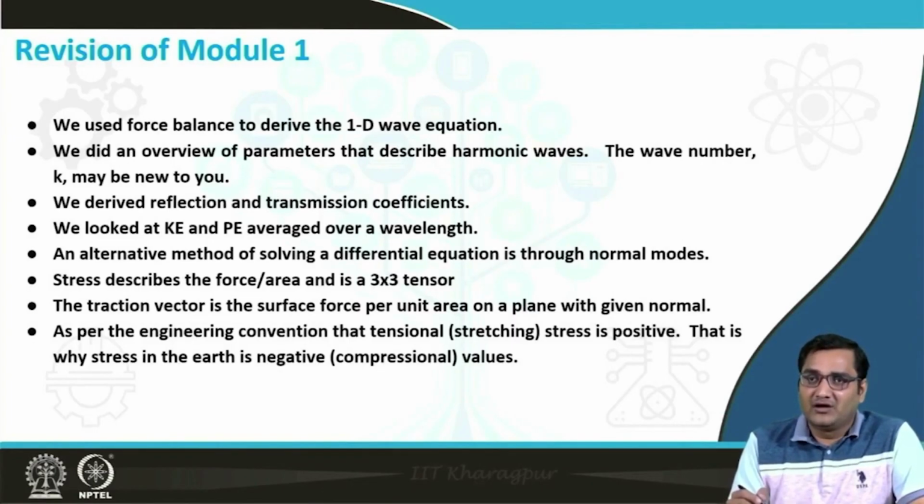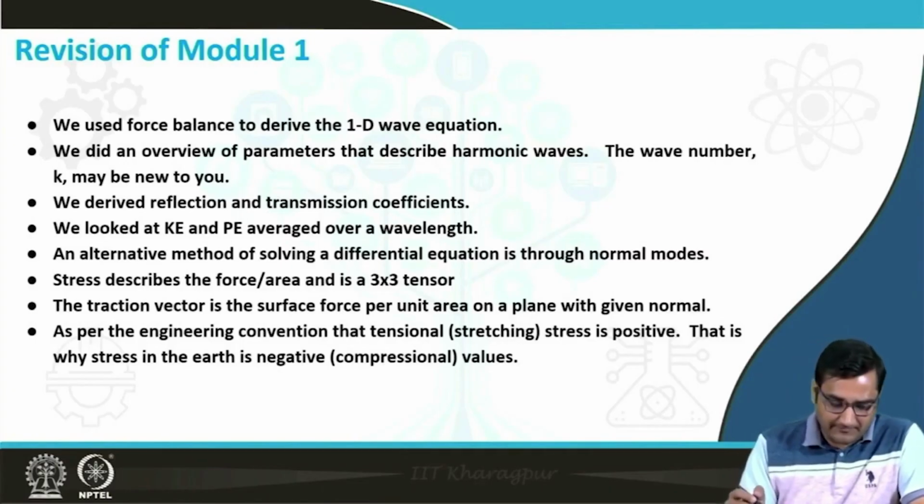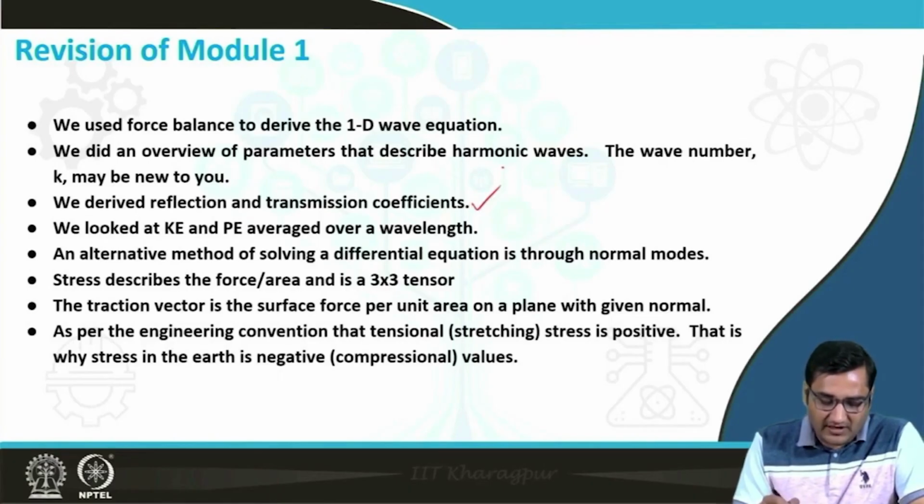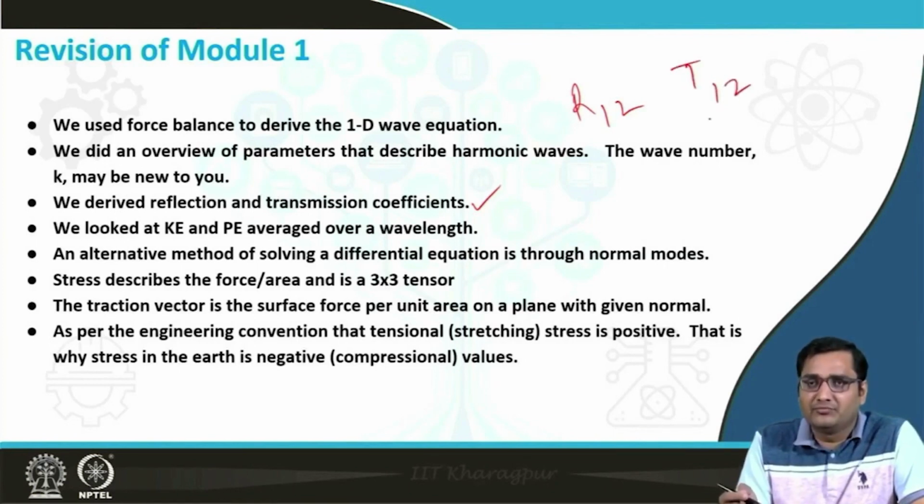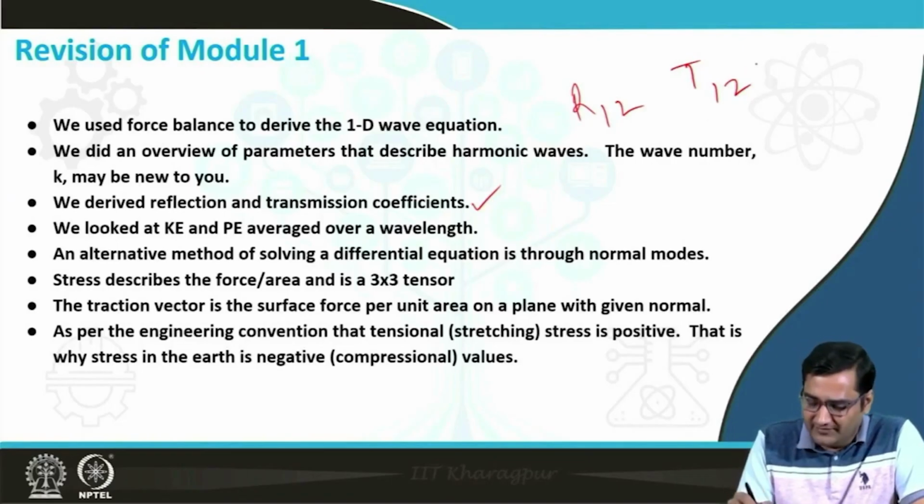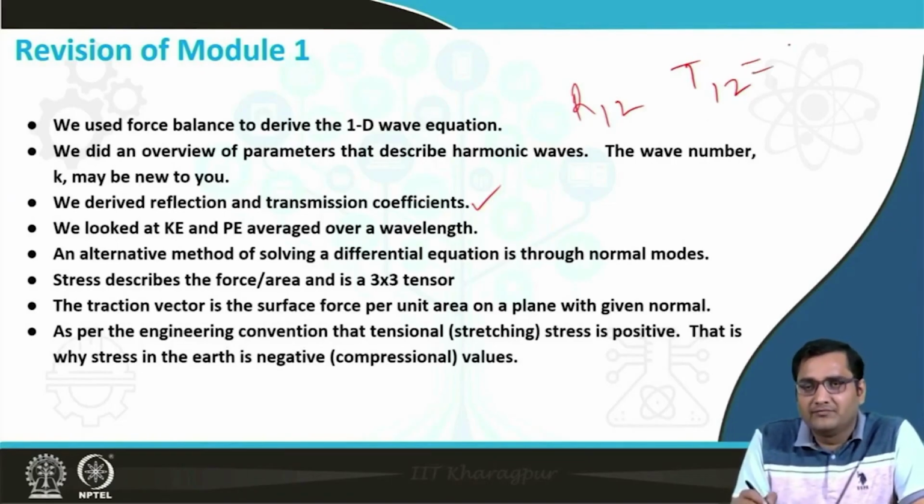We have also talked about the wave number. We derived the reflection and the transmission coefficient. If you remember, we derived R12 and T12, and this R12 was ρ1V1 minus ρ2V2 over ρ1V1 plus ρ2V2. Likewise, T12 was 2ρ1V1 over ρ1V1 plus ρ2V2.